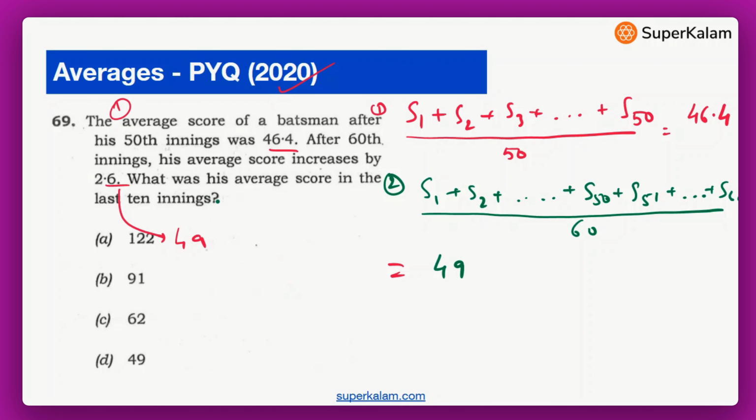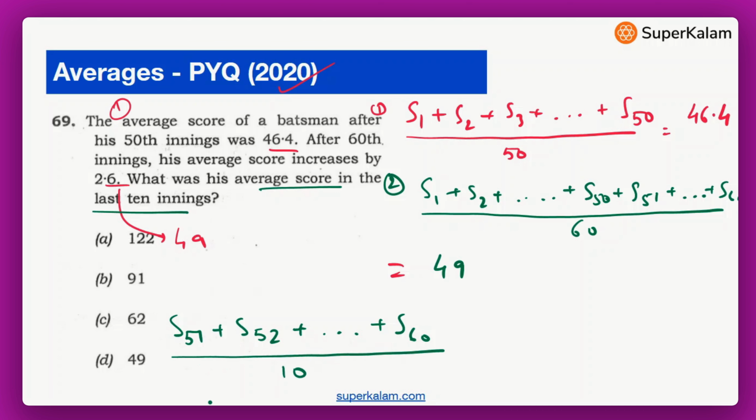Now what is the question asking us to calculate? It is asking us to calculate the average score in the last 10 innings. So the average score of the last 10 innings, we have to just sum the scores in the innings, S51, S52 till S60, and then divide it by 10. This is the demand of the question. Now how can we calculate this?